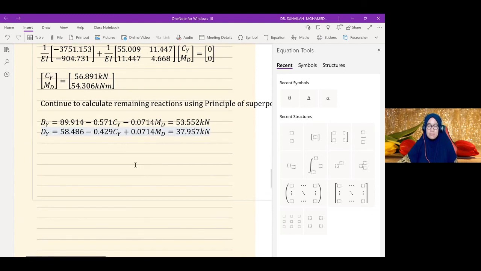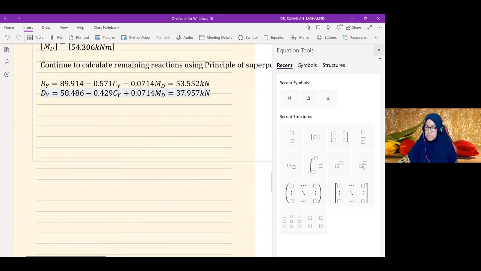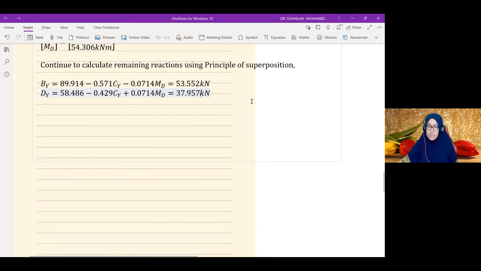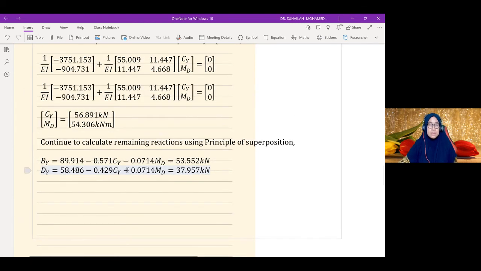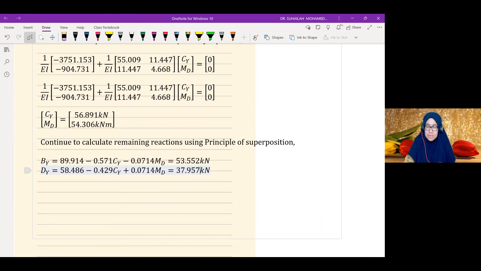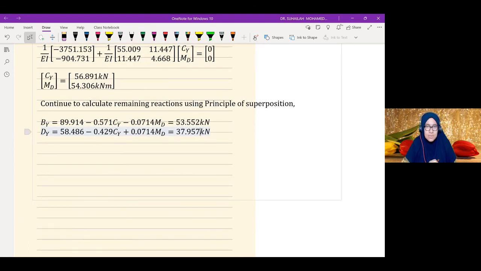Okay, and dx is equal to 0. So now we have already calculated all reactions in this beam. So we have all of them, and dx is equivalent to 0.